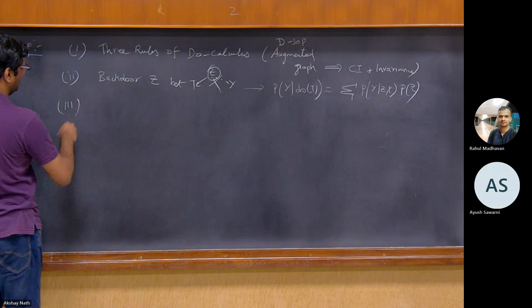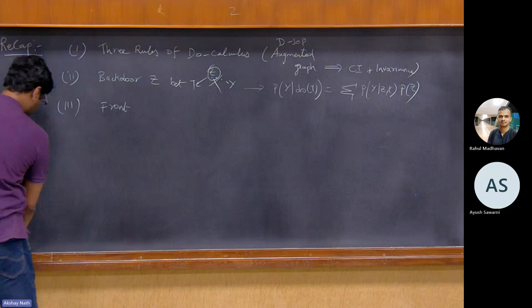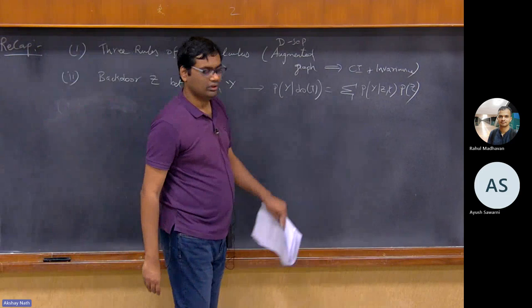So the third thing was that the left hand side is something that comes after an intervention, whereas the right hand side is just an observation.